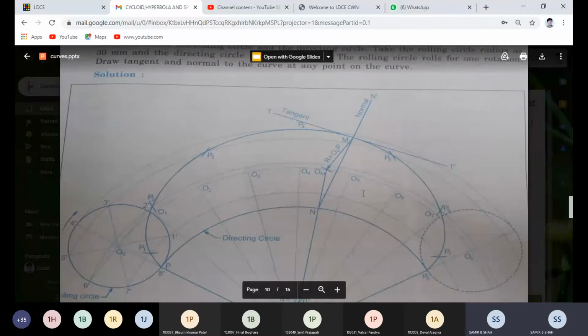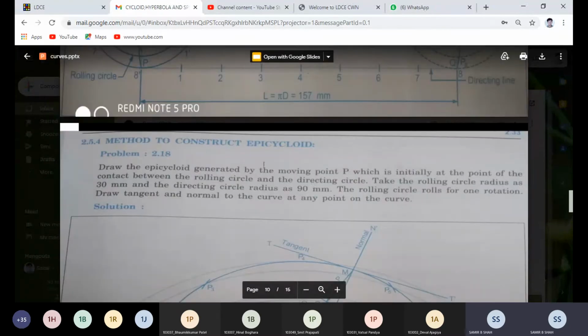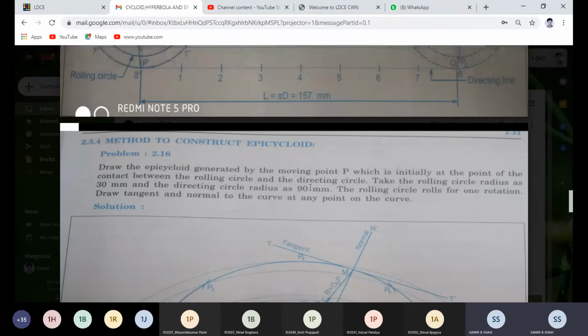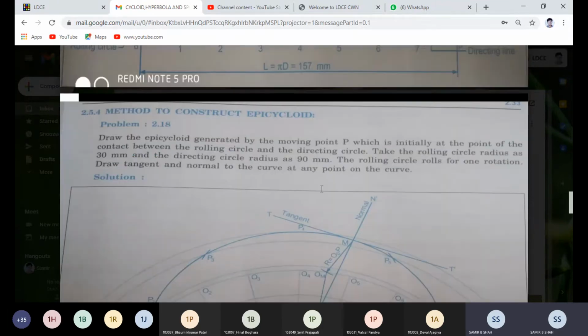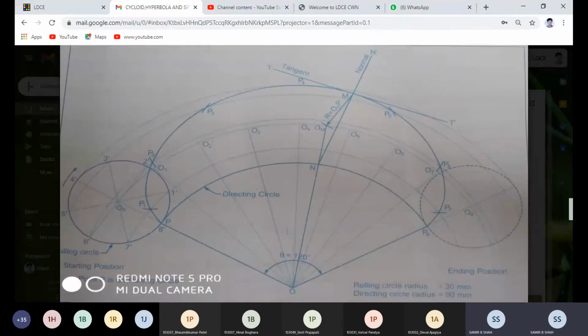In our case, small r is equal to 30 mm and capital R is equal to 90 mm. So 30 divided by 90 into 360, so it is your 120. Okay, so we are getting the subtended angle as 120 degrees.